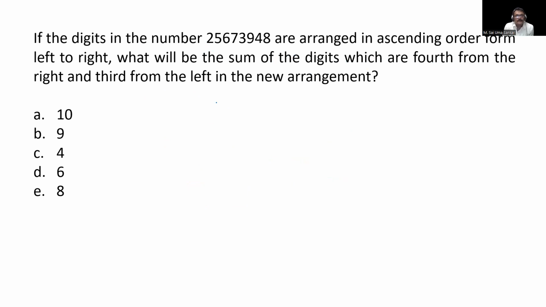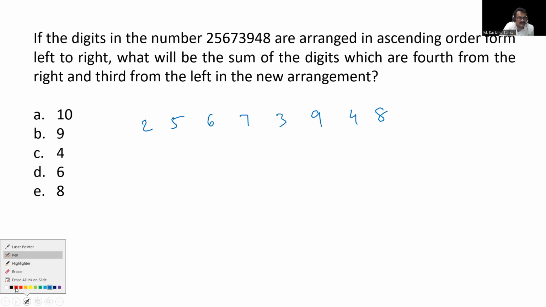See, what are the digits? 2, 5, 6, 7, 3, 9, 4, 8. Suppose you write all the digits in ascending order, then what happens? They go 2, 3, 4. Just a moment.